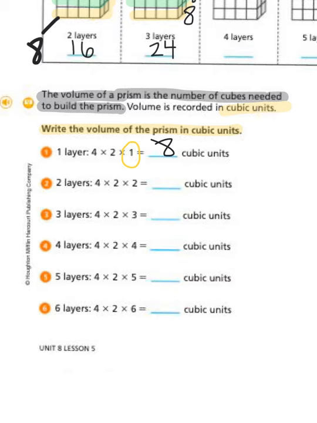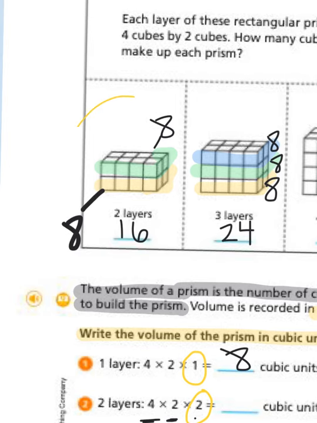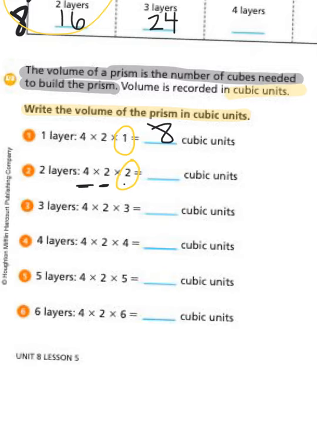And now we have the same 4. We have 2 rows of that. And then we have 2 layers of that. And so that goes back up to this question up here with the yellow and the green and 2 layers up above. Right up here. That one is going to be 16. So 4 times 2 is 8, times 2 more is 16. And then you can go ahead and finish the rest.